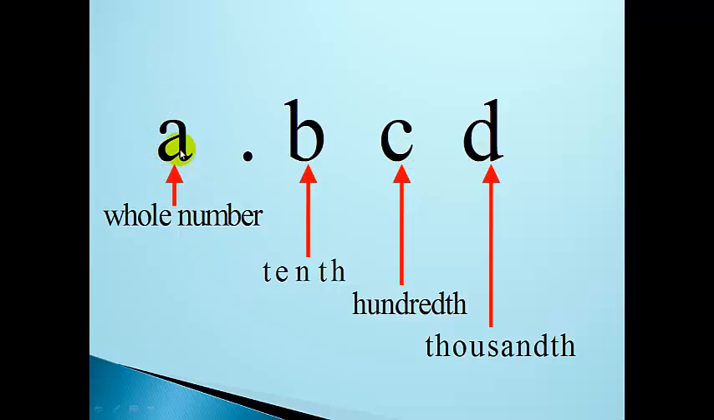Now, A, that is the number before the decimal point, is the whole number. The first digit after the decimal point is the tenth. The second digit after the decimal point is the hundredths. And the third digit after the decimal point is the thousandths, in that order. Now let's continue.